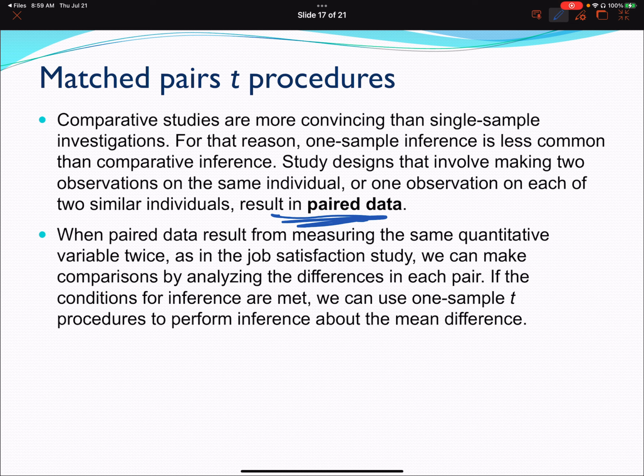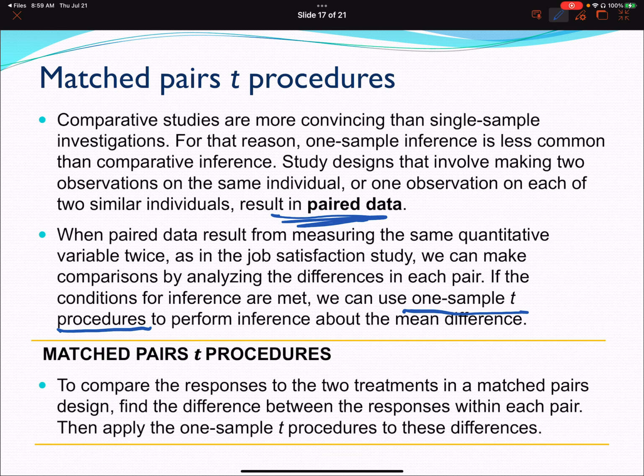When paired data results from measuring the same quantitative variable twice, as in the job satisfaction study, we can make comparisons by analyzing the differences in each pair. If the conditions of inference are met, we can use one sample t procedures to perform inference about the mean difference. To compare the response to two treatments in a matched pairs design, you find the difference between the responses in each pair and apply the one sample t procedures to these differences. Of course, we're going to go through an example and then talk about some robustness of t procedures.